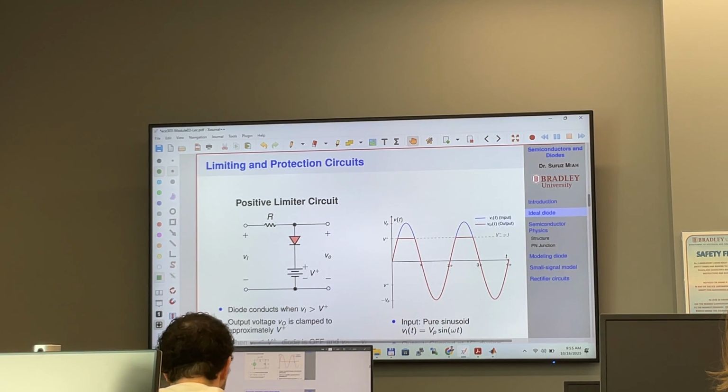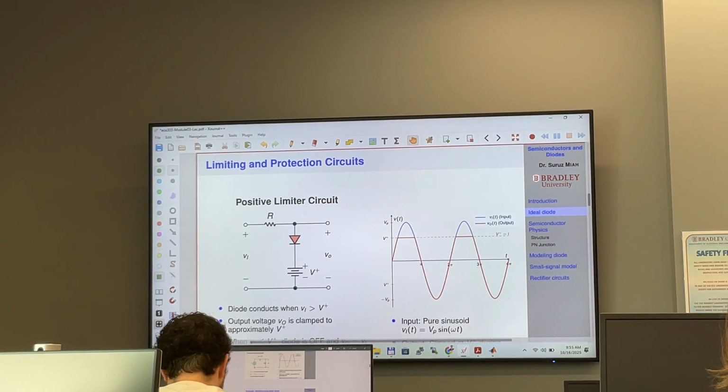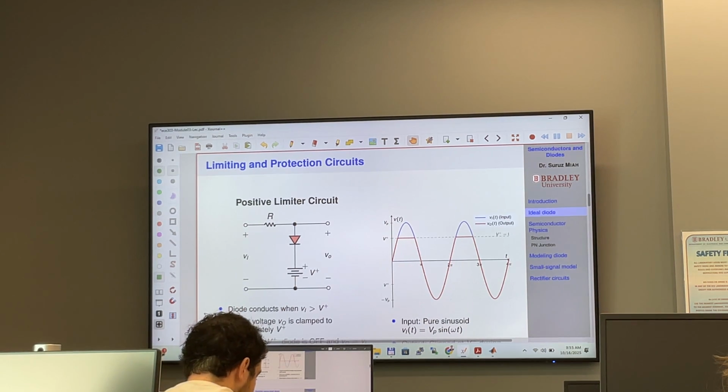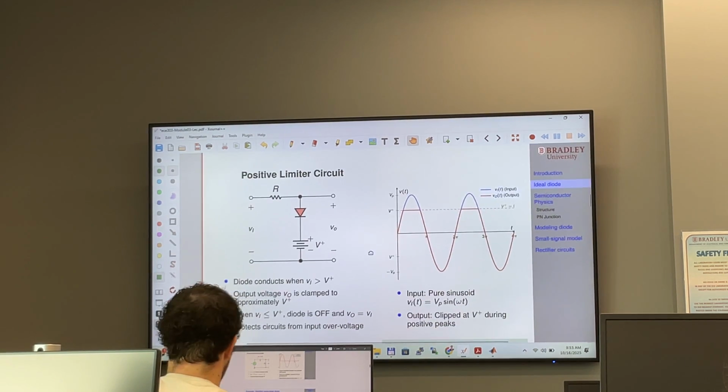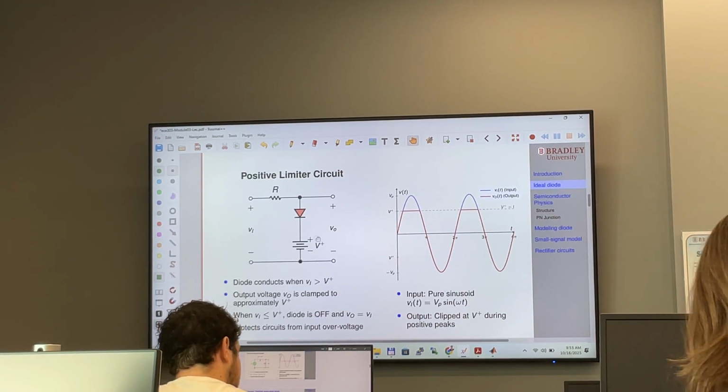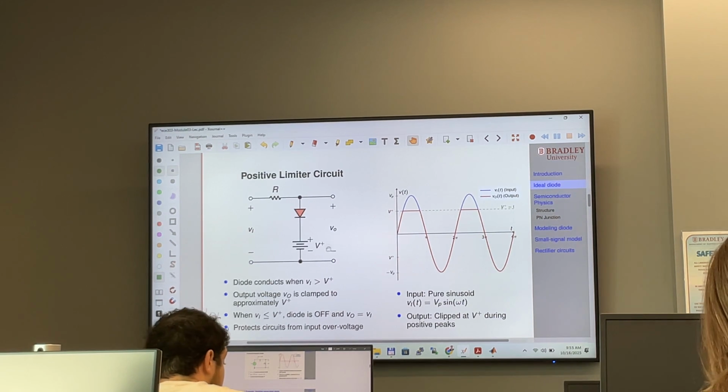In case the input voltage goes beyond a certain limit, we don't want to damage the circuit. The underlying circuit that we are working with, we don't want to damage that circuit. So we want to limit the voltage. So the diode can actually do that. So this is a simple positive limiter circuit. The output voltage is going to be limited by the DC voltage right here.